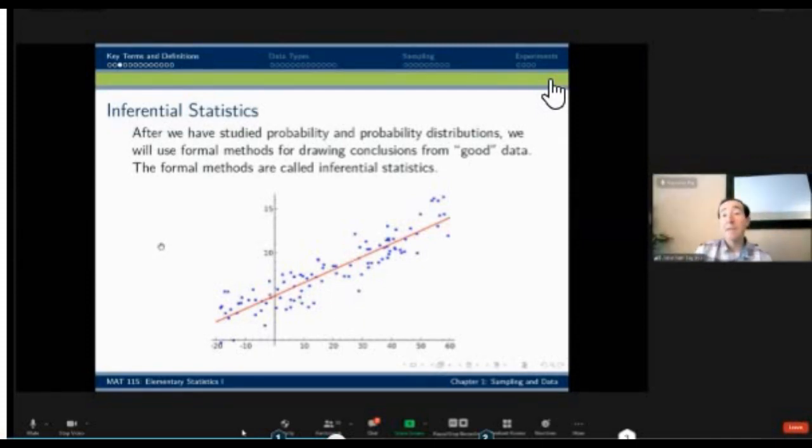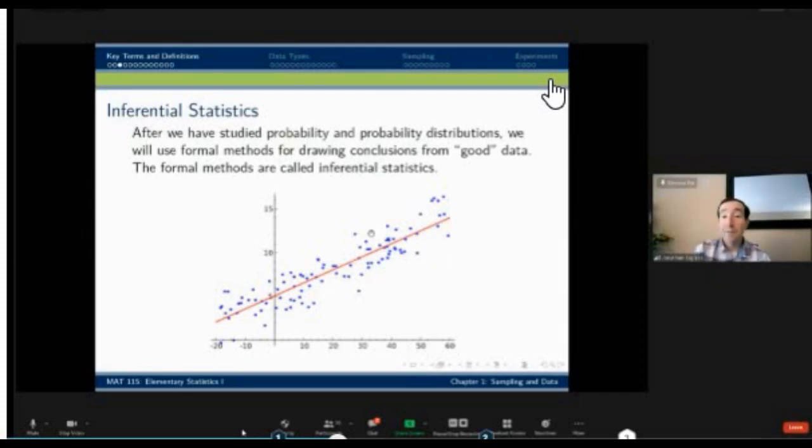Inferential statistics, again, is drawing conclusions from the data that we have. And it is important to be able to collect good data. We'll make that more formal later on. But the methods that we use to do that are what we mean by inferential statistics. And so one example is what I tried to show you a little bit of earlier with Desmos, and that's producing a least squares regression line of best fit.